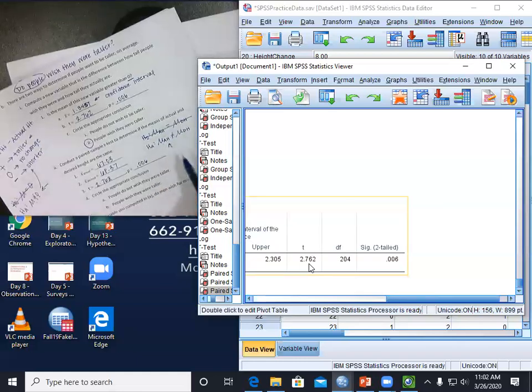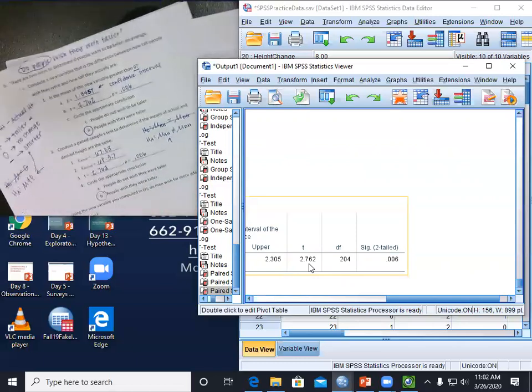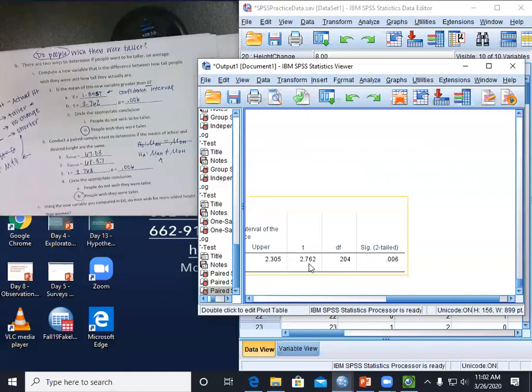We conclude that people's actual heights differ from their desired heights, and the specific way that they differ is that people want to be taller. Their desired height is larger than their actual height. I show you this test in 2 ways to help demystify this paired samples t-test, all right? Because I think that the paired samples t-test is one that people just have troubles with. I don't know why this one's so confusing, but it's one that people find really confusing.